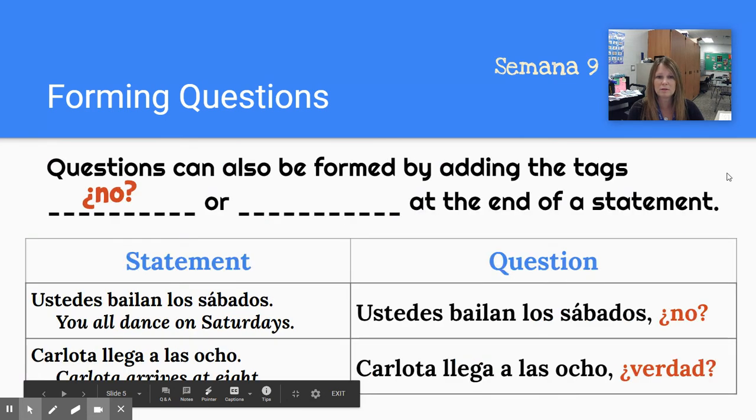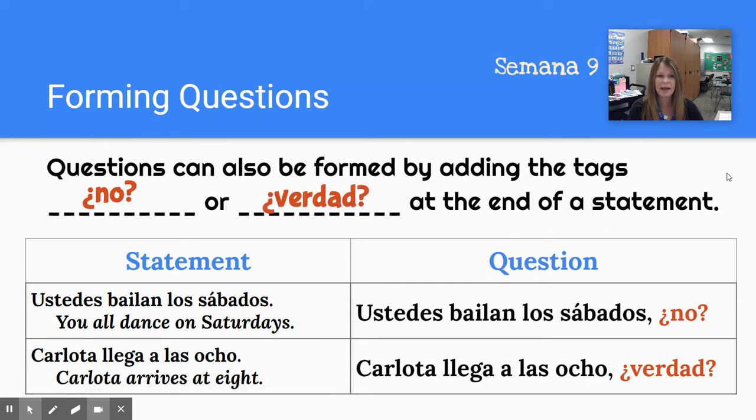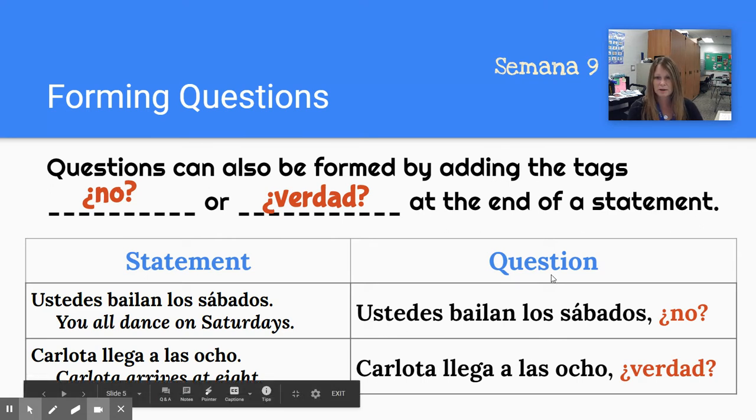So questions can also be formed by adding these tags. You can take a statement and add no or verdad. Verdad means right. And so by tagging that at the end, it turns it into a question. So an example would be, ustedes bailan los sábados. You all dance on Saturdays. To make it a question, ¿ustedes bailan los sábados, no?